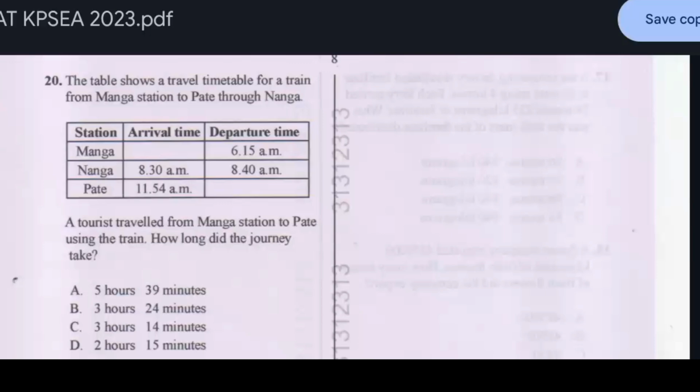So from Manga station to Pate. Manga station, the departure time was 6:15. So he left at 6:15 and then he arrived at what time? Pate, 11:54. So you need to find the difference there. So let's take the final time, 11:54 a.m. because both of them are in a.m. You can go ahead and minus 6:15.